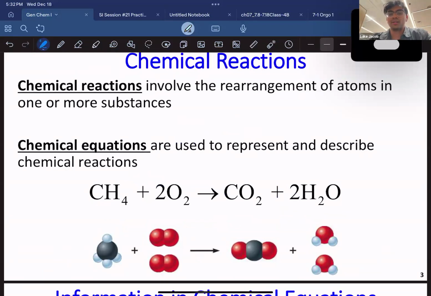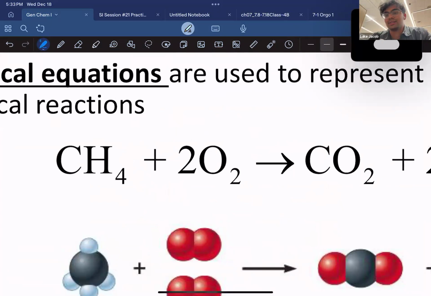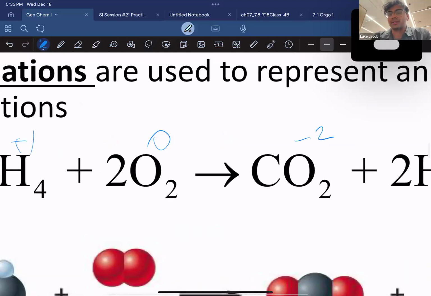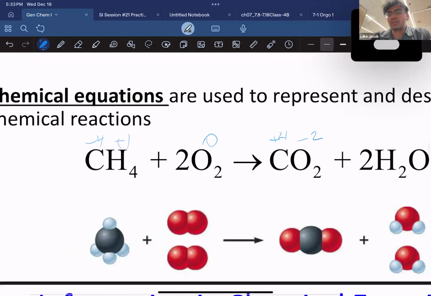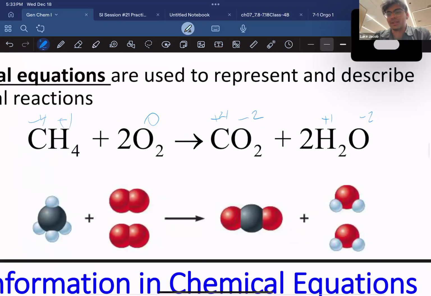Something to note is this is actually a redox reaction, right? If you look here, let's try to rank these oxidation states. Element oxygen would be 0, hydrogen would probably be +1, and carbon would have to be -4, right? But over here, oxygen is -2, so this has to be +4. And then it's +1 and -2. So as you can see here, this is a redox reaction. Anytime you see a combustion reaction, and a combustion reaction is just an organic molecule reacting with oxygen, you're going to get a redox reaction.